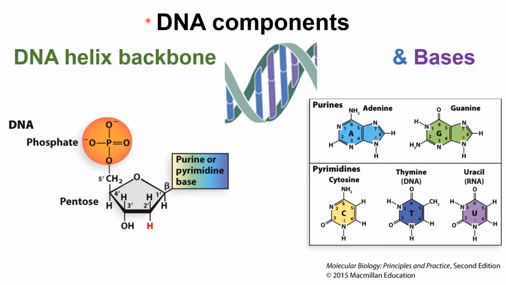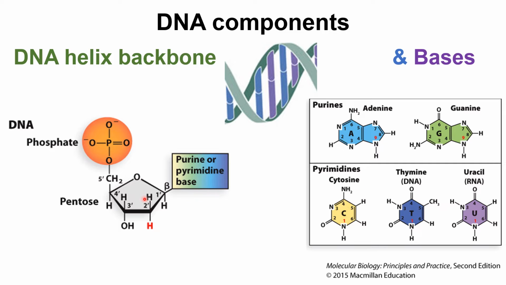Here we can see the DNA components. In the middle is the DNA double helix we just saw. The green represents the DNA helix backbone, which consists of a phosphate group shown here in orange, and it will attach to the 5' position of the deoxyribose sugar shown here in the pentagon.